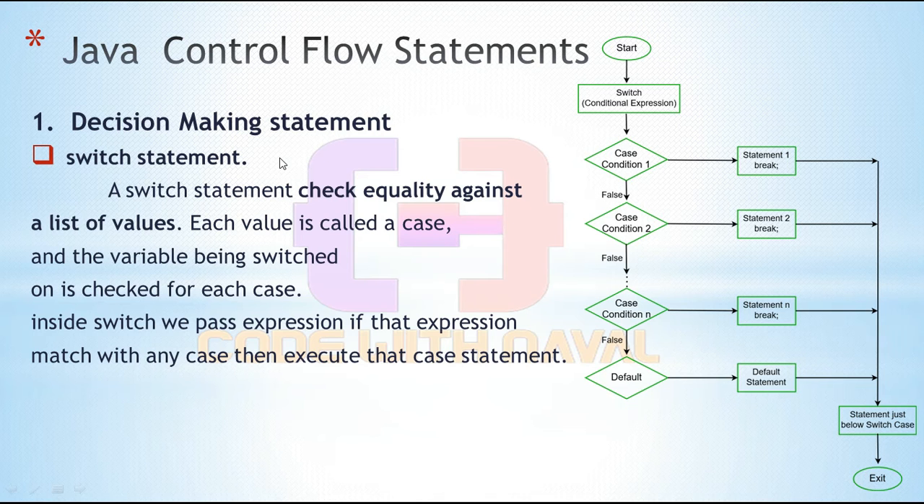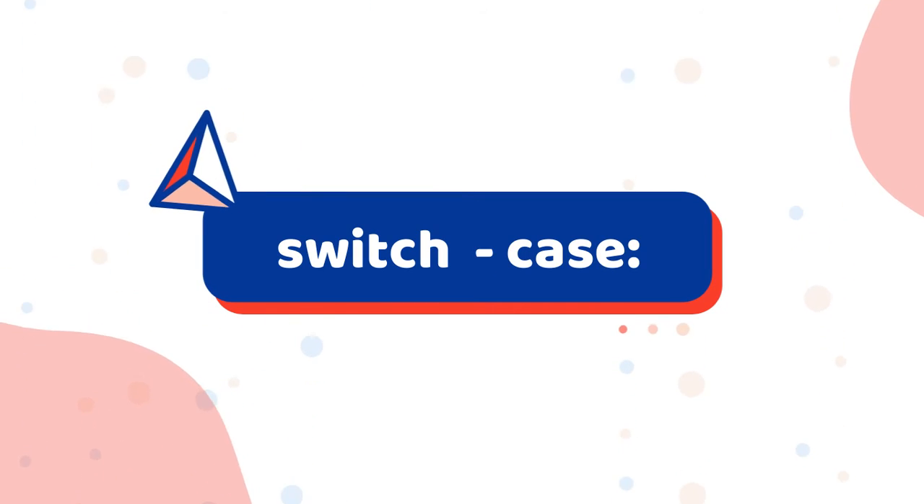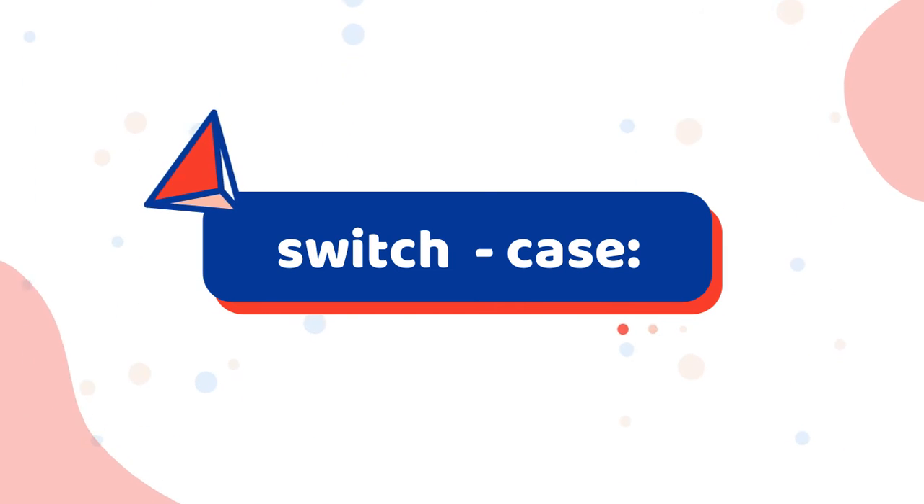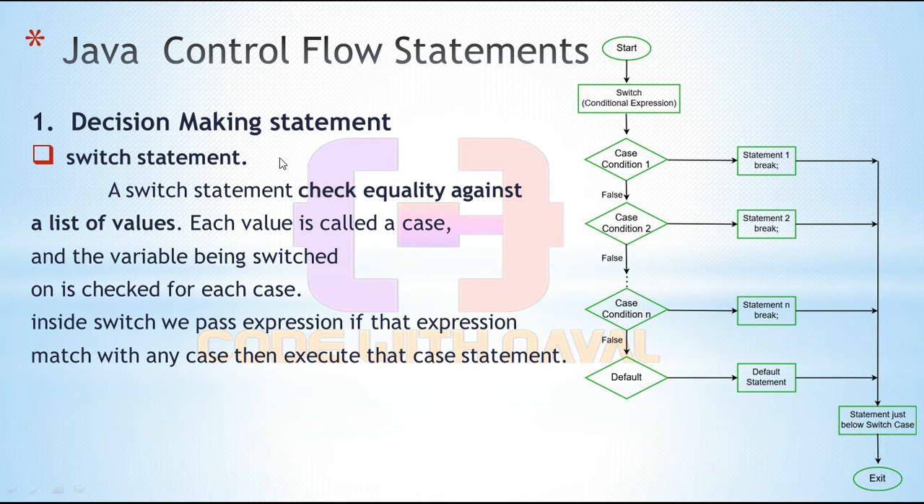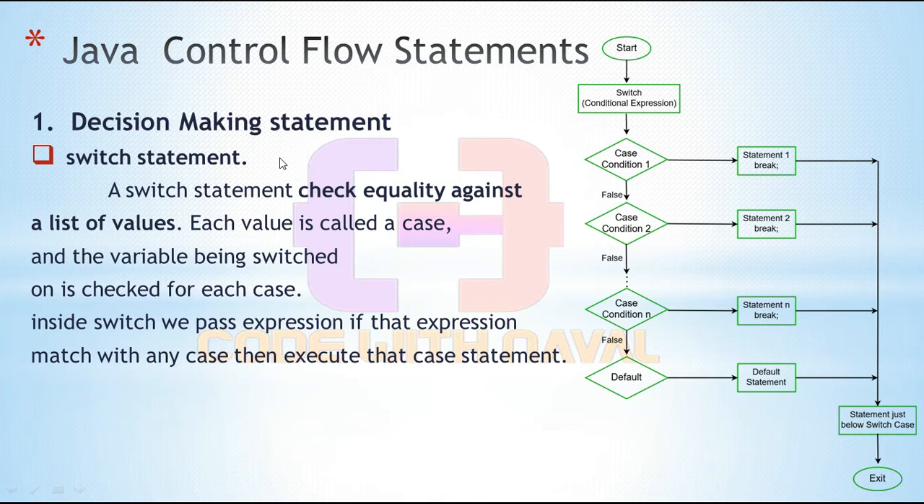In the last video we saw the else statement and the nested else statement. In this video we are going to discuss the switch statement. So let's first understand what a switch statement is. A switch statement checks equality against a list of values. Each value is called a case, and the variable being switched on is checked for each case. Inside a switch we pass an expression. If that expression matches any case, then execute that case statement.